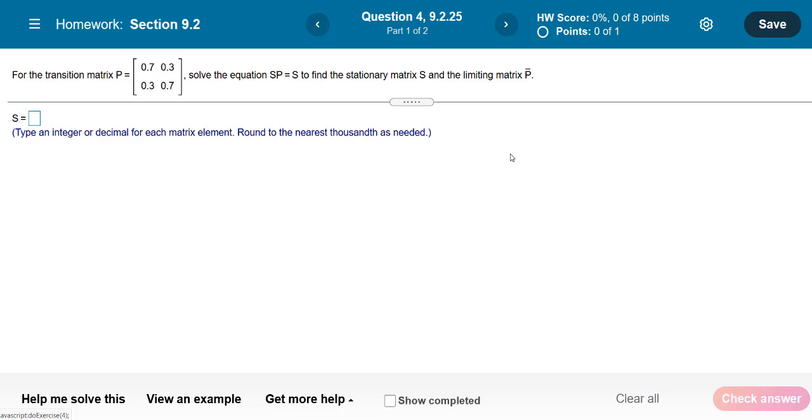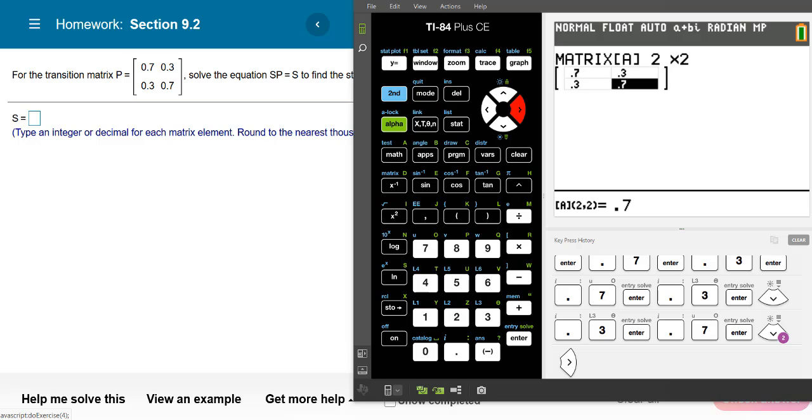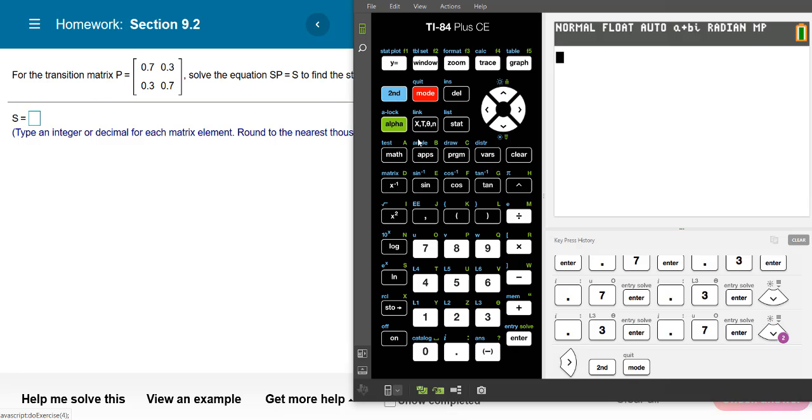And although I do that for you in the lesson video, it is a much longer process than what I show you using the TI graphing calculator. So here's what we will do. On our TI-84, we will enter the matrix. Then we will exit to the home screen.